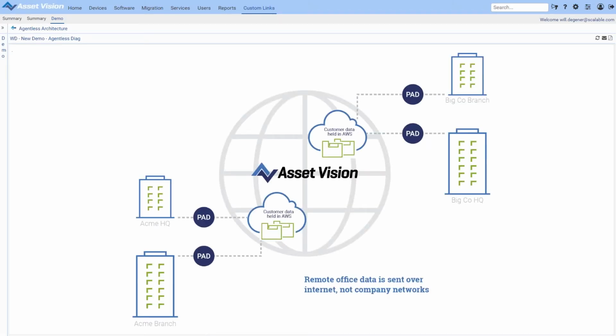So this means that we'll go into an environment and we'll install a piece of software inside their estate. Now, whether that be on a virtual machine or during a POC, it could even be on someone's desktop or laptop machine. It's got very low system requirements, and effectively what it does is it acts as a proxy, if you like. And the term we use here is that blue blob there, is the proxy adapter discovery. That's our acronym, if you like.